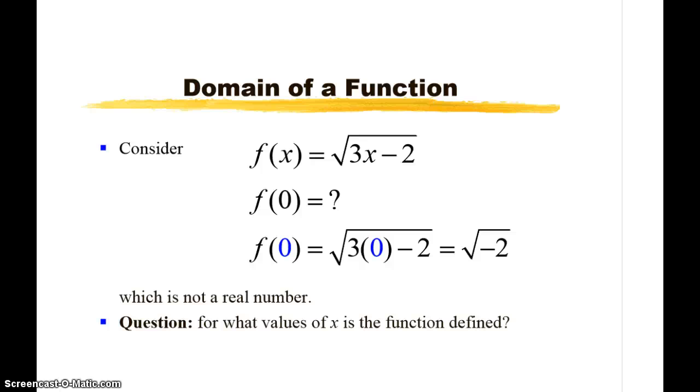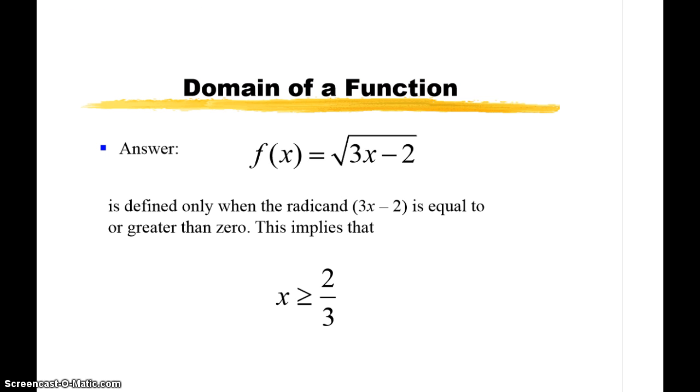Well, f of 0 simply means find the output when the input x is equal to 0. We plug in 0 and we obtain square root of negative 2. But we know that this is not a real number. Square root of negative 2 is not a real number. So the question is, for what values of x is this function, f of x equals the square root of 3x minus 2, defined? For what values of x will I get an output, in other words?